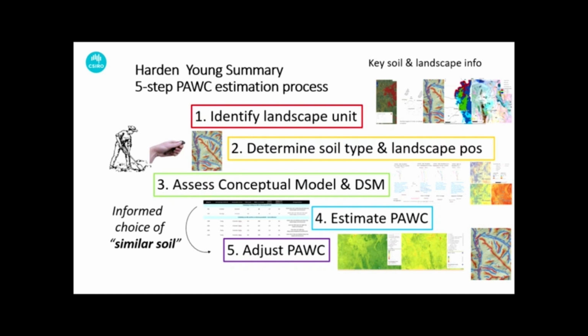The final step in the process is to adjust the available water capacity, or the plant available water capacity, based on known subsoil constraints. So if that's EC, or whether it's ESP, if it's sodic, or whether it's soil depth. And in our process, soil depth is a big limiting factor on PAWC, particularly in that southern zone.